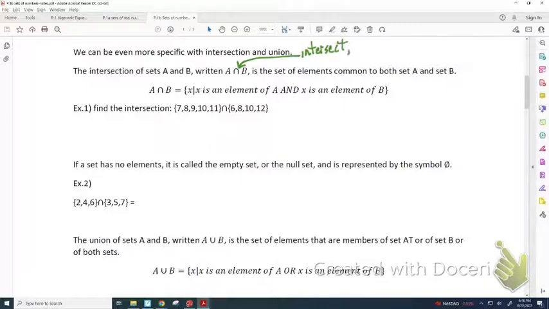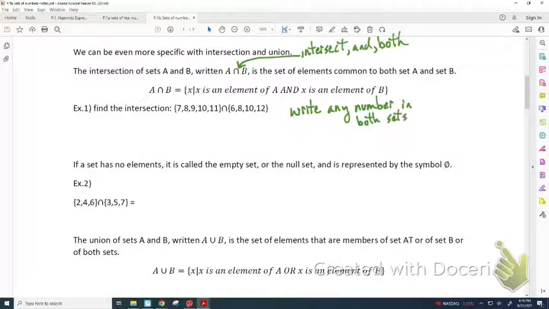Another word for it is "and." Another word for it could be "both." But we want to write any number in both sets.